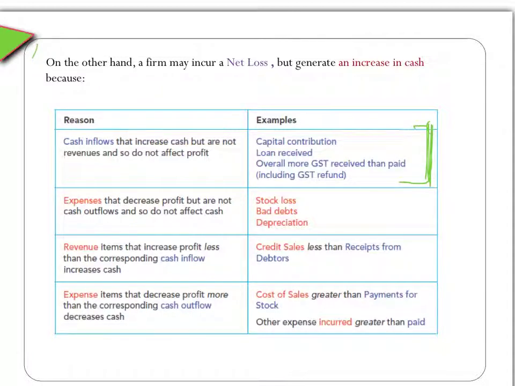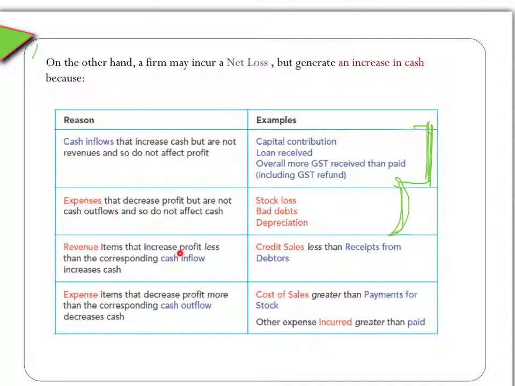Next one, expenses that decrease profit but are not cash outflows and so do not affect cash. These are the expenses you may incur: stock loss, bad debts, depreciation. All these non-cash expenses will cause your profit to decrease or even lead to the firm generating a net loss, but will have no effect on cash because they are non-cash expenses.